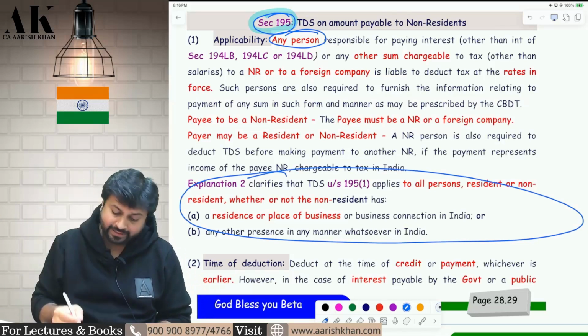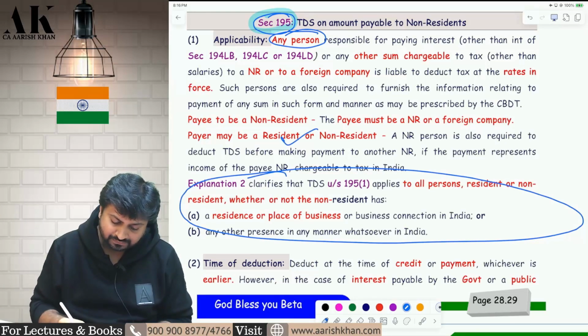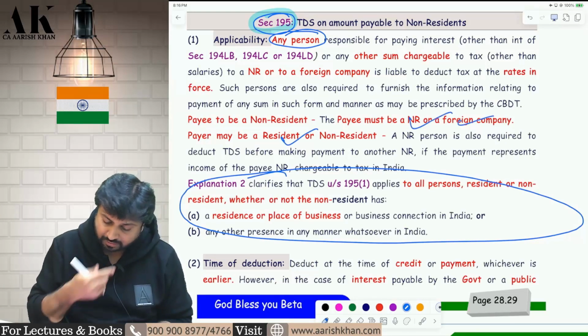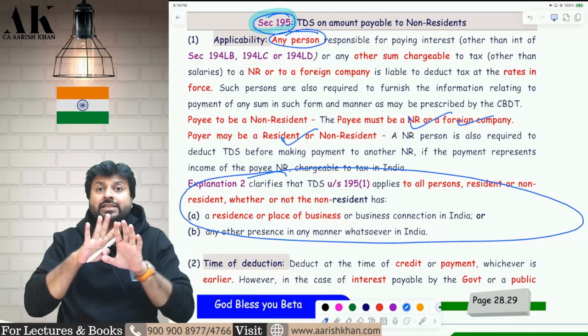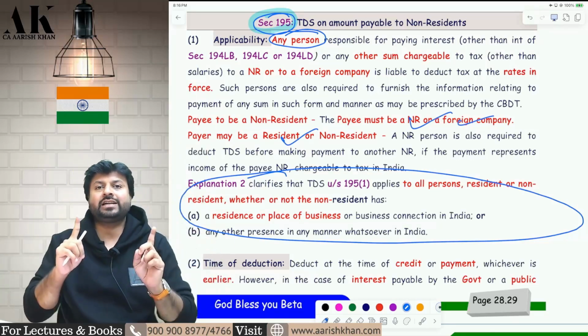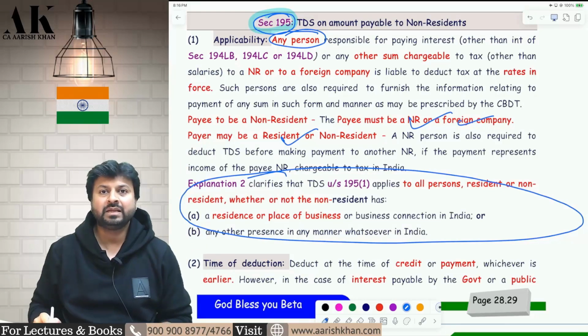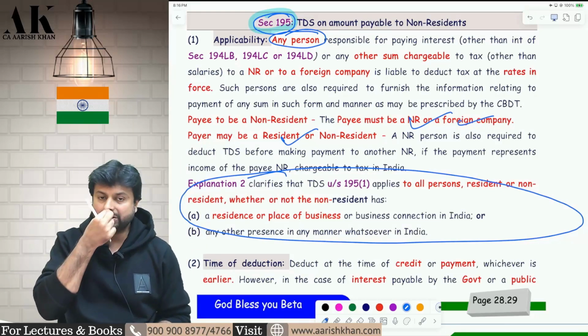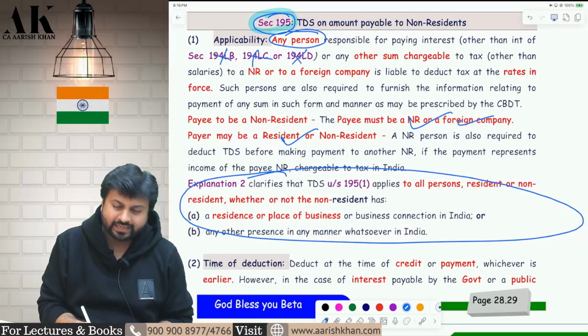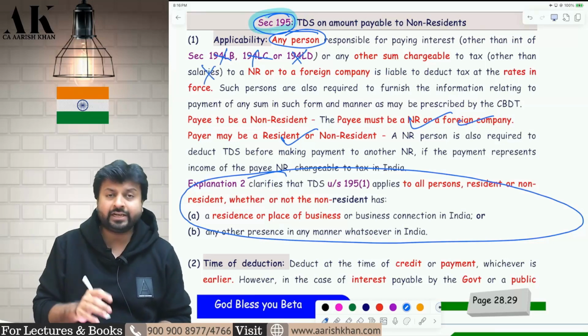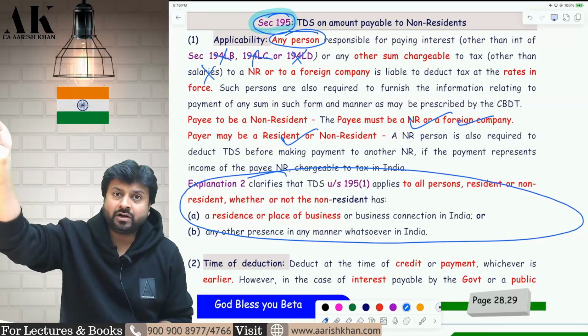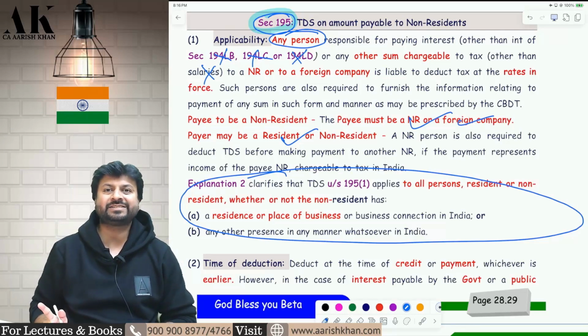Who will be the deductee? The deductee has to be a non-resident or foreign company. Please keep this thing in mind. Plus, in this section, you don't deduct TDS on what? 194LB, LC, LD. That is separately covered. You don't deduct TDS on salary also, because for salary, the TDS is covered already under section 192 for non-residents.